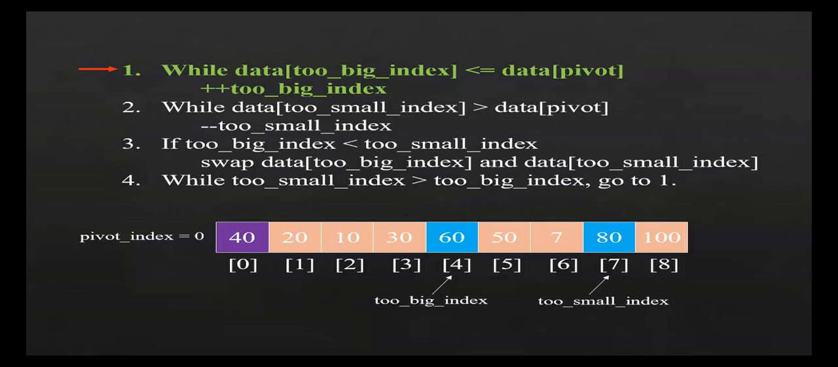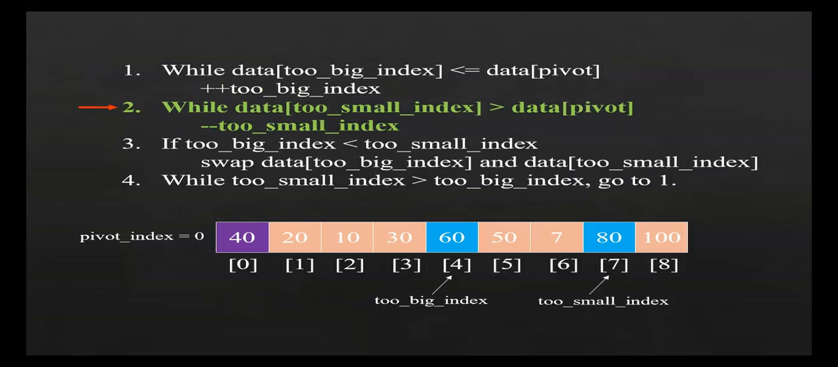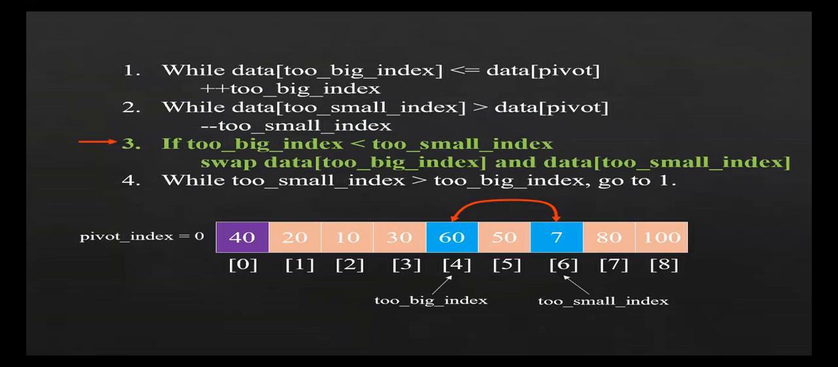So we'll check 80. 80 is still bigger than 40, so we traverse to the left, moving backward. Then we check 7. Now 7 is smaller than 40, so we stop here. Before the next step, we check again whether the left side index is smaller than the right side index. Okay, this condition is satisfied, so now we'll perform our swapping.